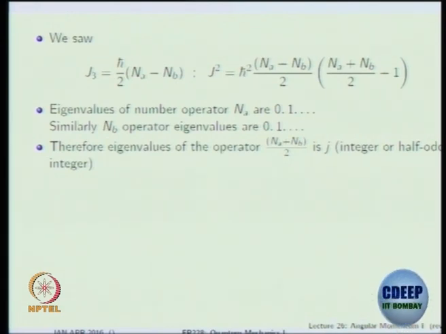Naturally comes the angular momentum algebra. When we try to do this Na plus Nb by 2, the 2 factor is very interesting. It allows for J which can be integers or half odd integers. We will call this J. We will see the meaning very soon, why we call it J.